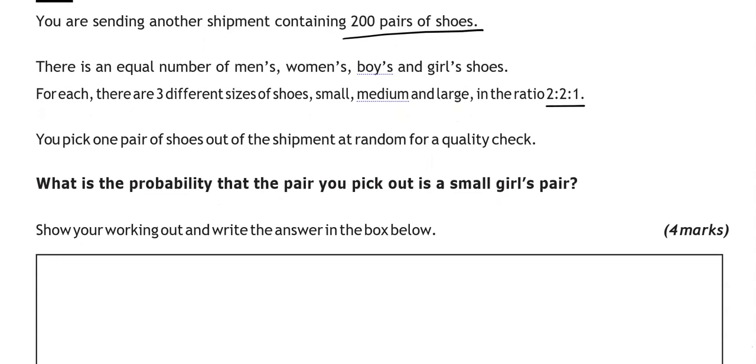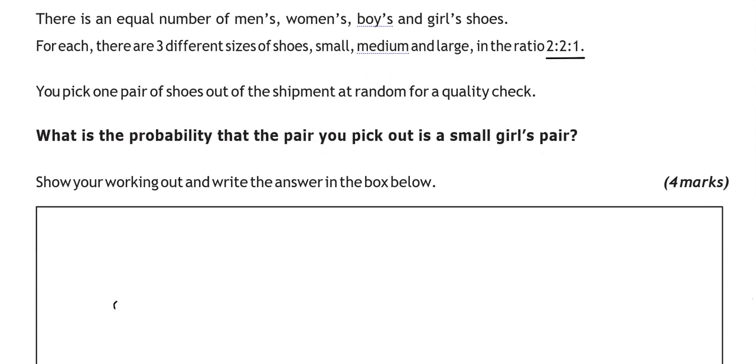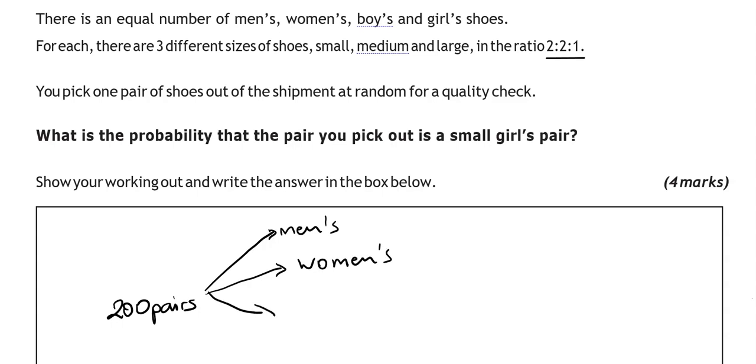Okay, let's find out. So there are 200 pairs in total. And they are split into men's, women's, boys and girls. So since they are equal in number, that is 200 divided by 4 gives us 50.